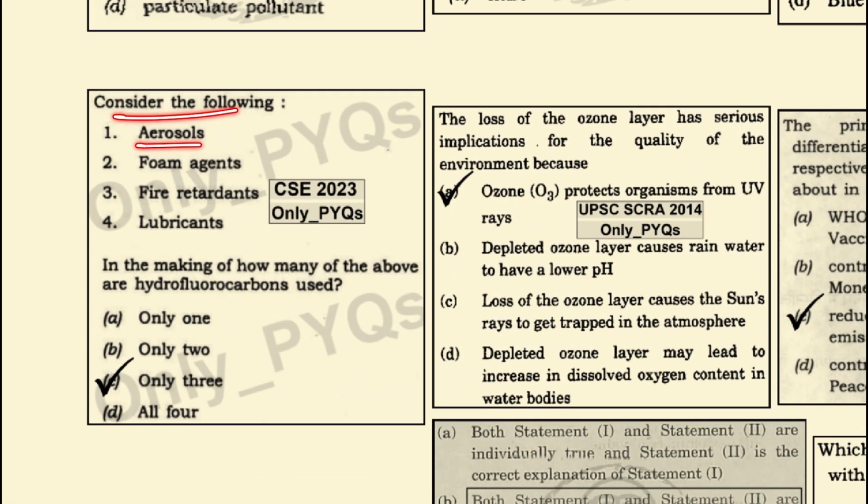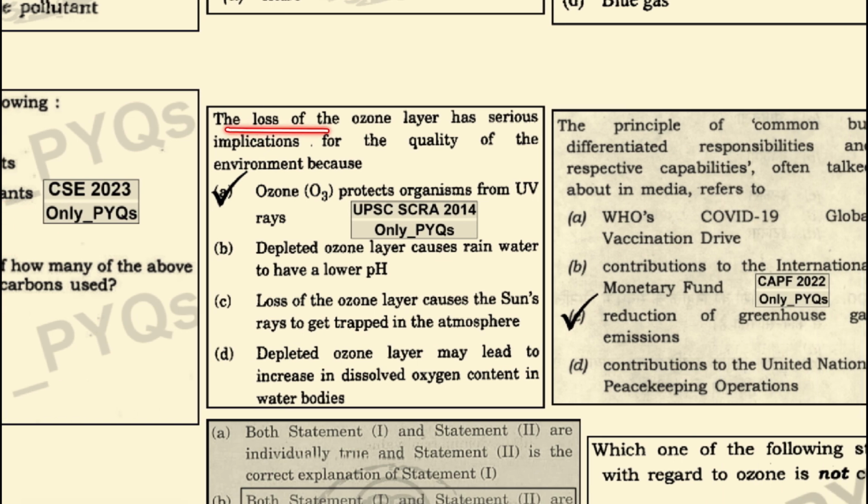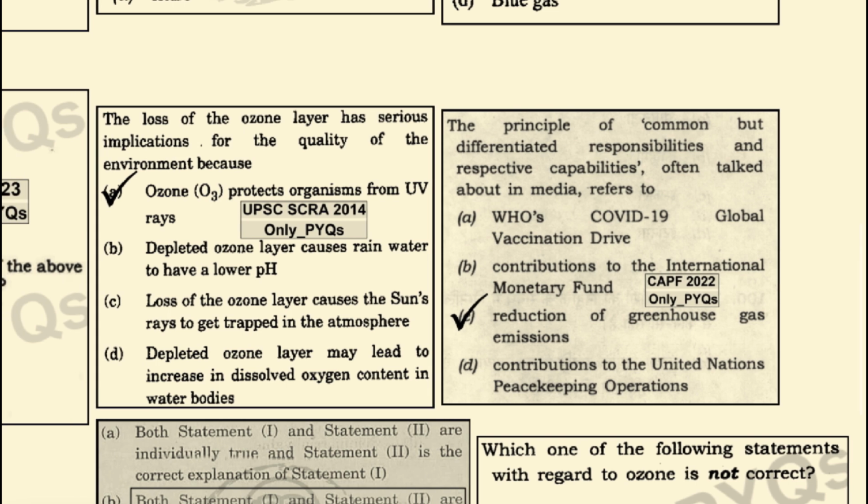Consider the following: aerosols, foam agents, fire retardants, lubricants. In the making of how many of the above are hydrofluorocarbons used? It is only 3 of them which are being used. Lubricants are not being used. The loss of the ozone layer has serious implications for the quality of the environment because the ozone protects organisms from the UV rays.